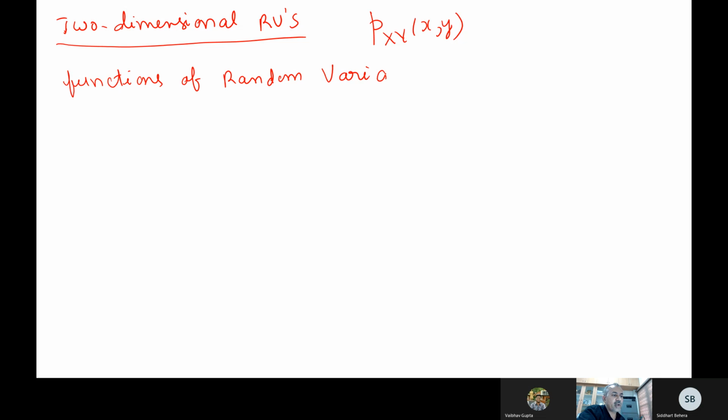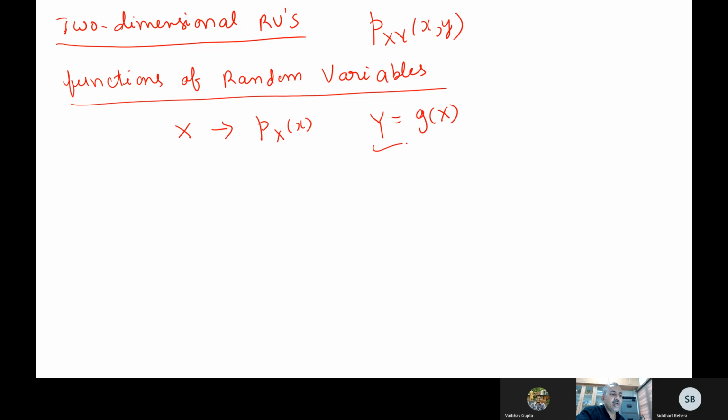In the functions of random variables, what we have said was, we have x, which is a random variable, and we know its probability density function or its probability distribution function. Now we have y, which is a function of x. So what will be the probability density function, the distribution function for this y? This was the question we were trying to answer in our last class.